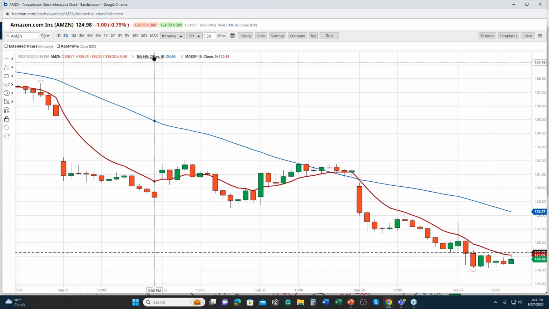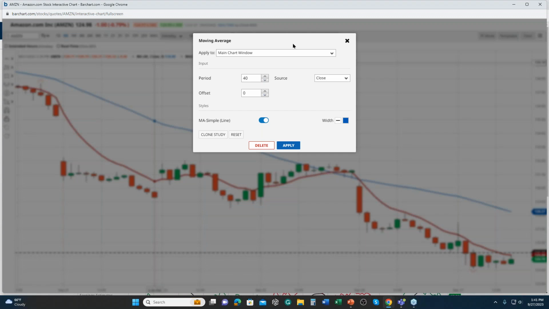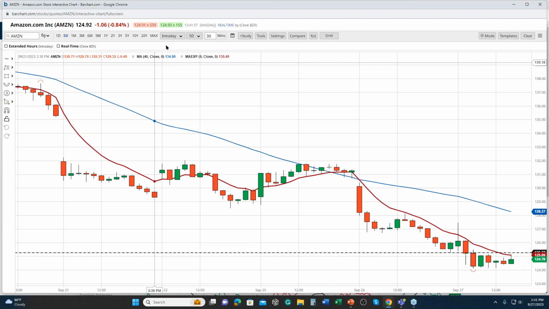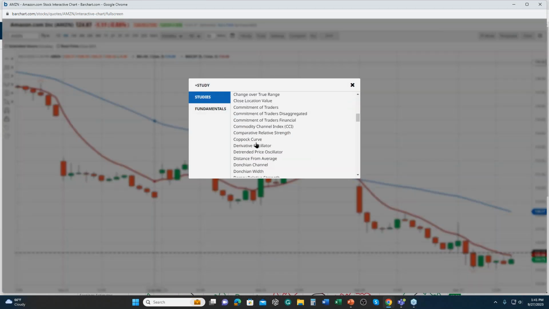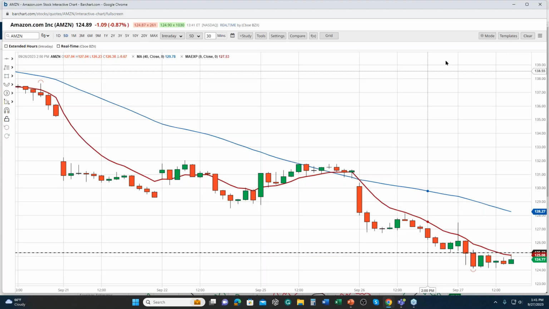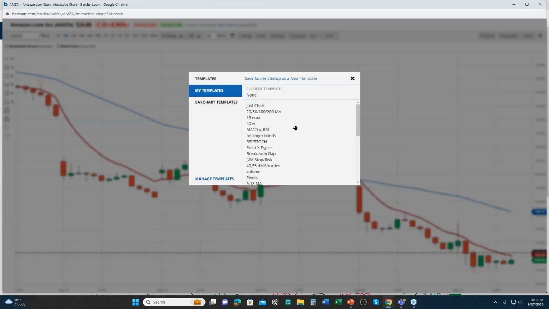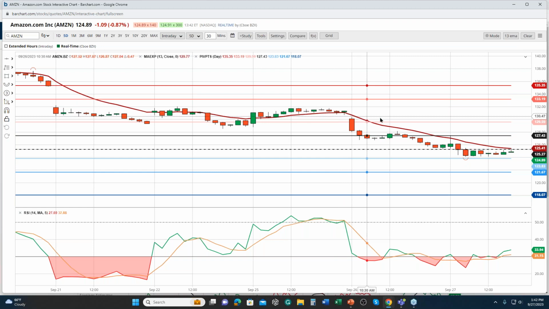The other thing we said we could do is look at a moving average. This moving average is a simple moving average, so I want to go into studies and look for an exponential moving average. I can do that, but one of the nice things about Barchart is we can create templates that have our studies already created so that we can quickly add them back into our charts. So here I have a 13 EMA, which gives me a 13 EMA moving average trend line. Also you can see I've added in this template our floor trader pivots, and here's our RSI.